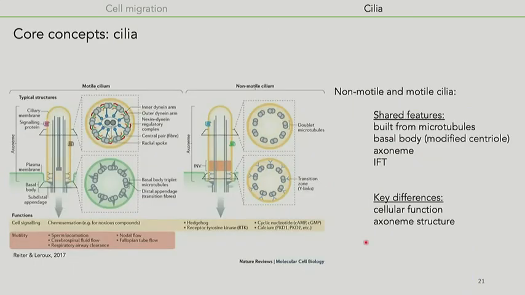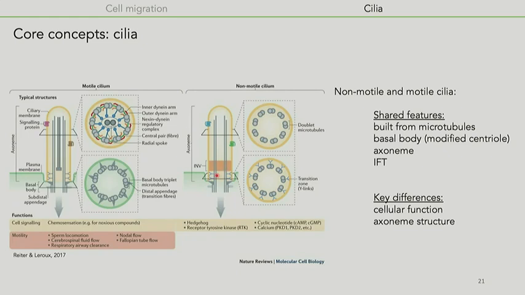So what I want to take away from this very brief description of cilia is that there are two types of cilia found in cells. They're both made from microtubules, but some of them are used to move fluid. These are the motile cilia. And the non-motile cilia's functions are primarily signaling.